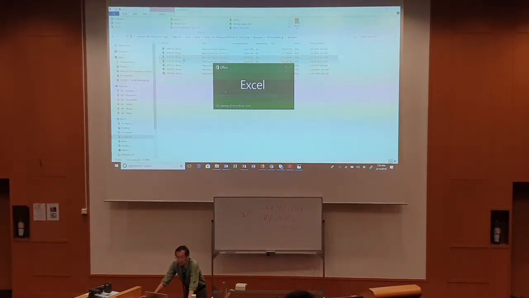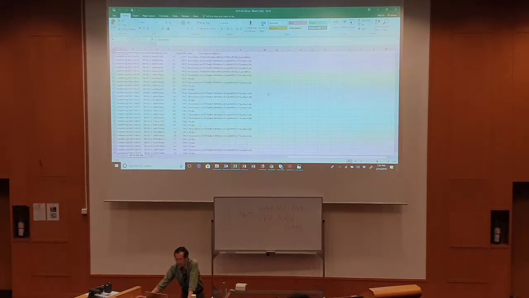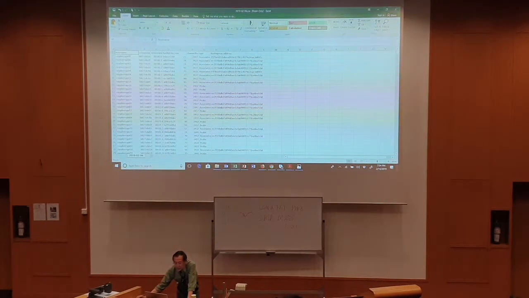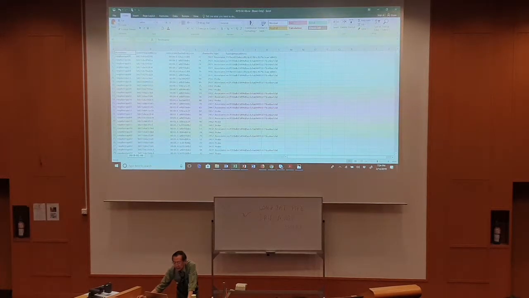If there's too much activity, it will complain because Excel can only open about 1 million rows. Anything beyond that, it cannot open. All right? So let's see what happens. Yeah, complain, right? There's more than 1 million rows here. So you can see we have the different sensors. Just now you saw sensor 1 to sensor 23. Okay? So this is the sensor MAC address.